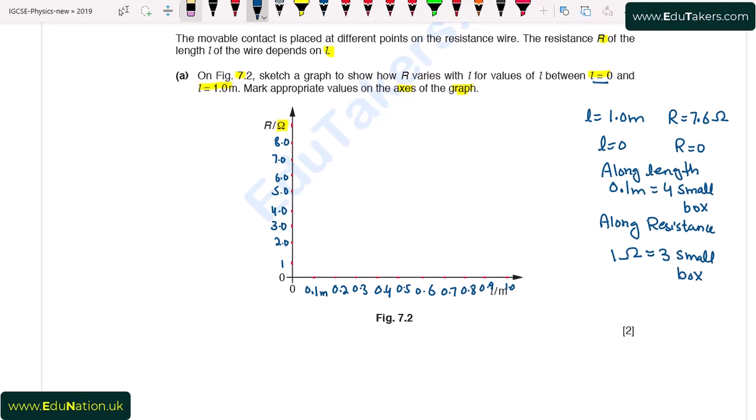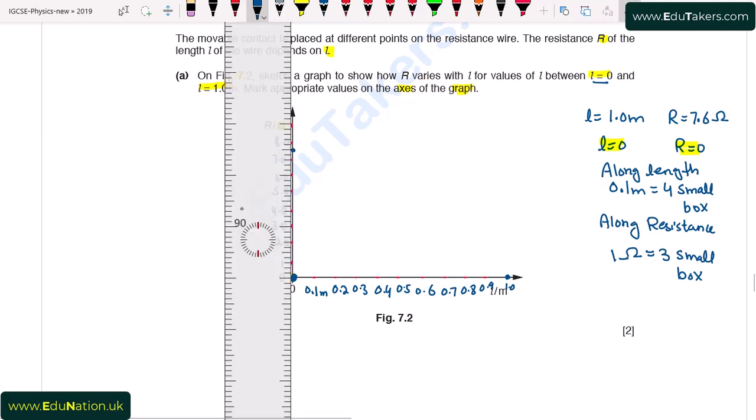So first point is when l is equal to 0 and R is also equal to 0. So 0, 0 is basically this point. I label it here. Second point is when length is equal to 1 meter, which is this point, and resistance is equal to 7.6. So it will be in between these. Now I am going to draw the lines.